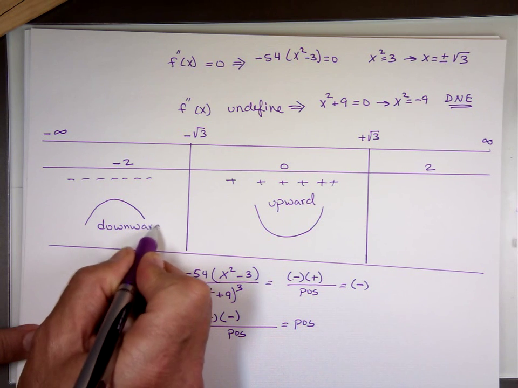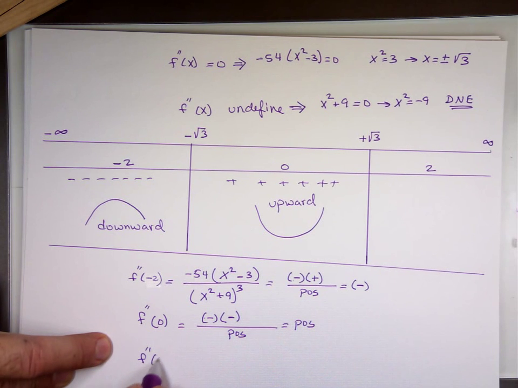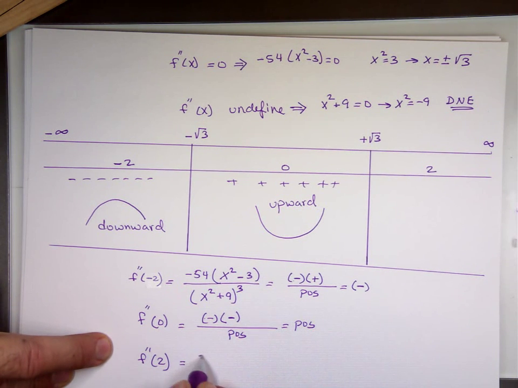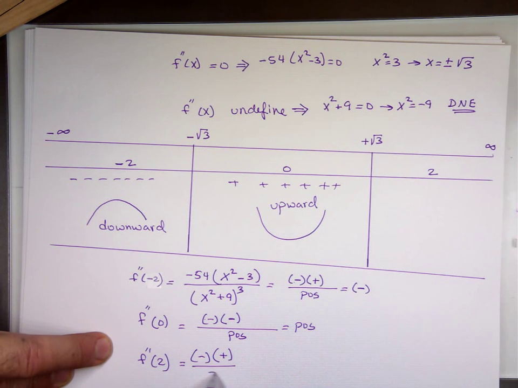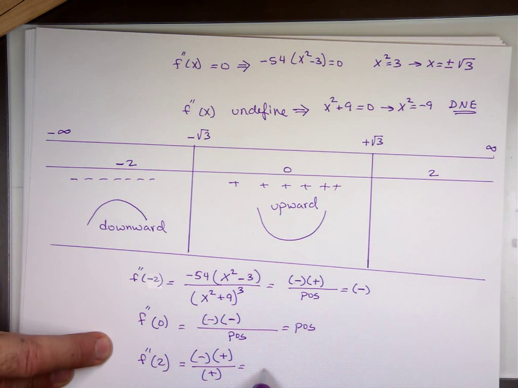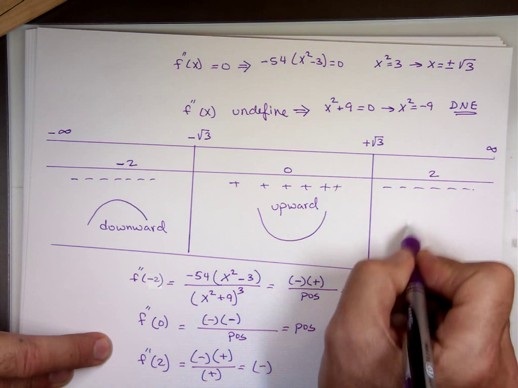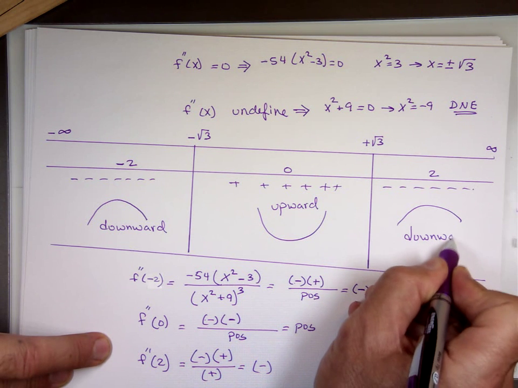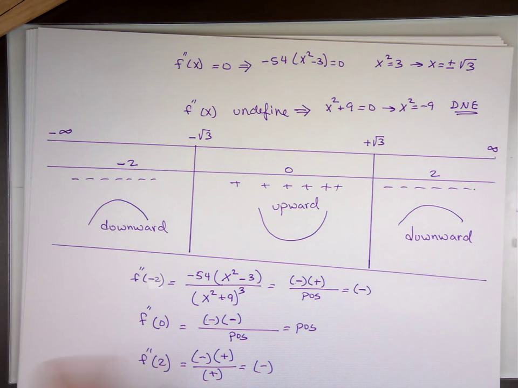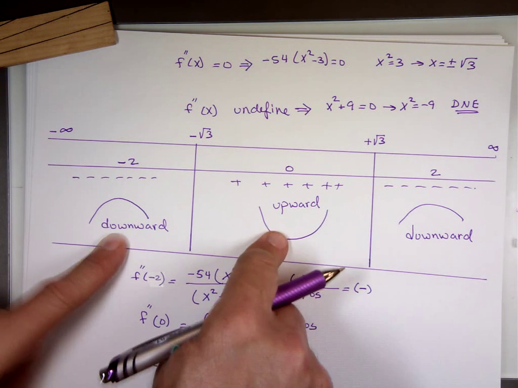And let's take the 2. Negative, positive, over positive, the result is negative. Downward. So now we know it's concave downward here and here, concave upward right there.